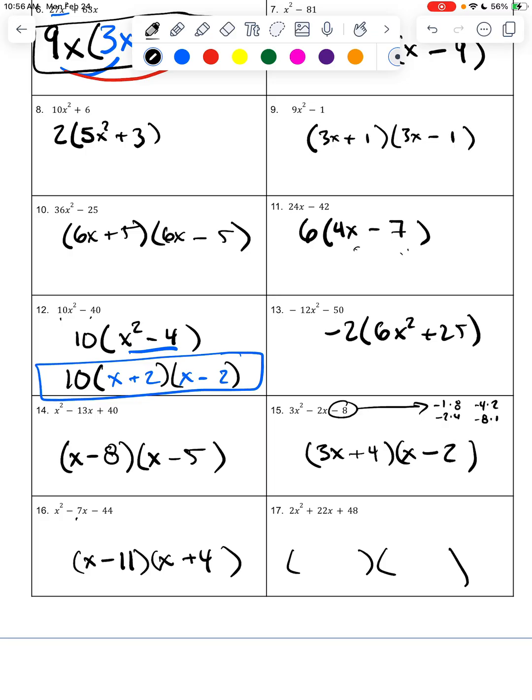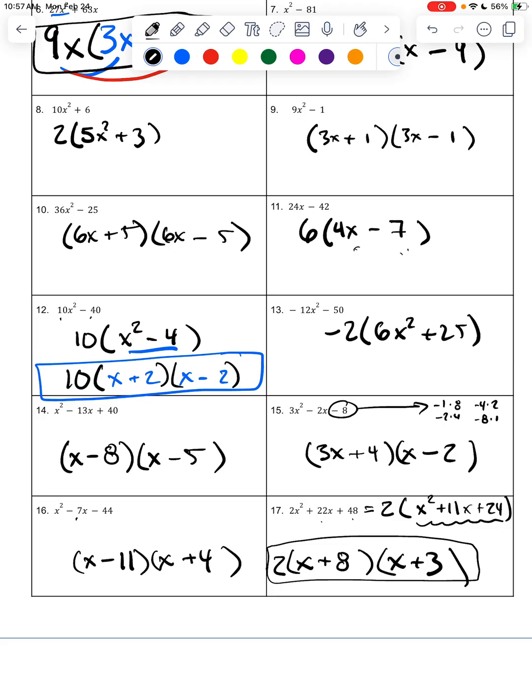Now, in 17, I'm not going right to factoring this because I don't want to deal with 48 and 22, because I have a greatest common factor here. 2 divides every one of these terms. Let's pull it out. So 2 is going to go there, and what's left behind can still be factored. X times x gives me x squared. 24 is 8 and 3. And that's the pair that's going to give us 11. If you don't factor out that 2, it's not completely factored.